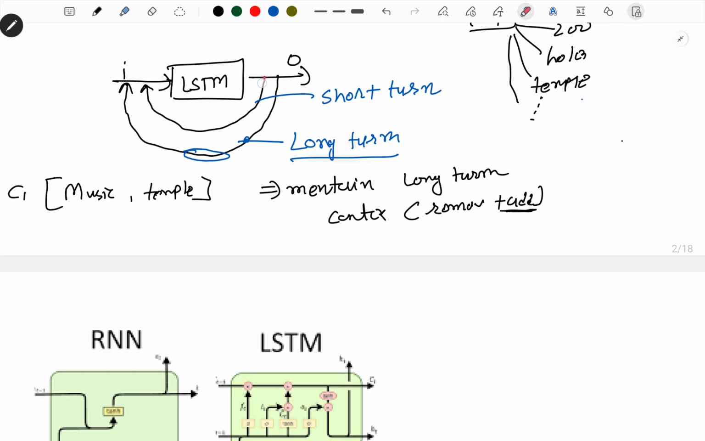You are maintaining a short term context as well as a long term context, both. Now you also require a communication channel between long term and short term context. How this communication channel works, all this we are going to discuss in this particular video itself. So be patient and be with me in this video. You will have a very good understanding of the topic of LSTM, that's my guarantee.